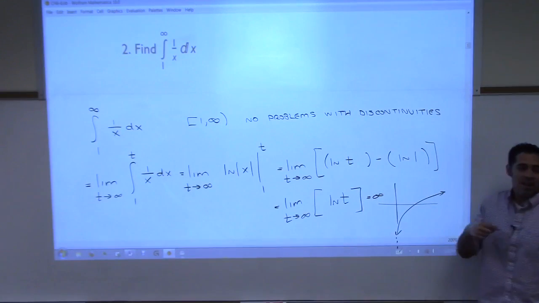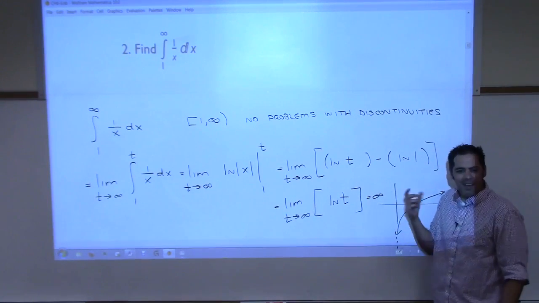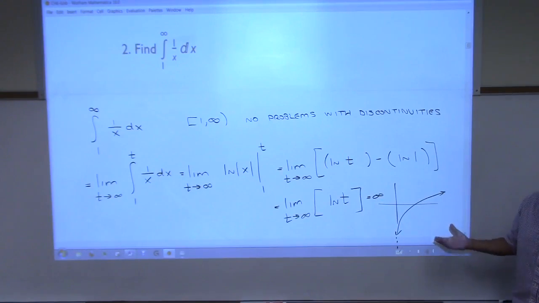And infinity is not a number, right? You can't tell me, oh, sure, just put like an infinite number of cups of butter into that mix, right? I mean, that's not a number. So this is divergent.